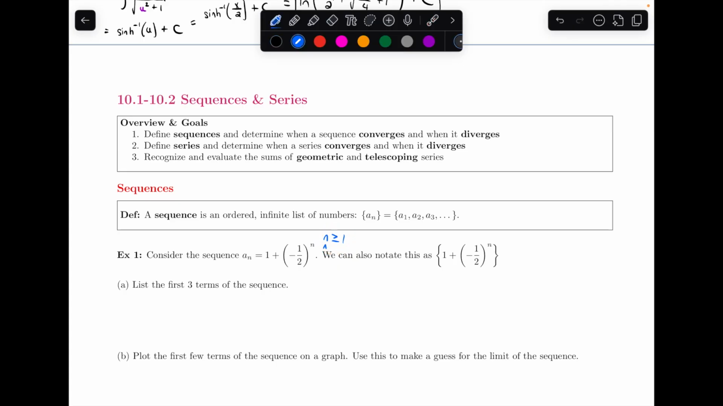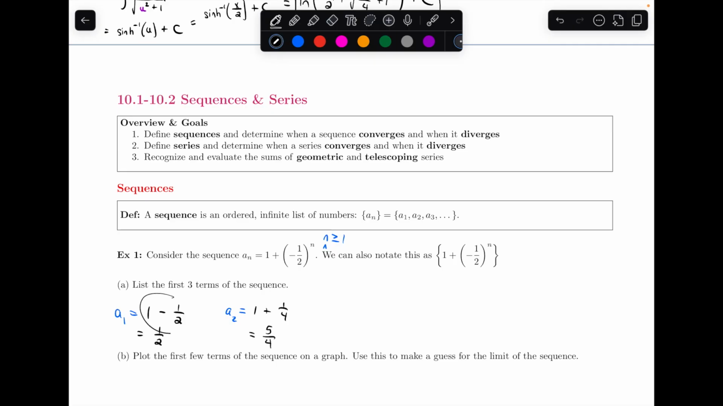So when I plug in n equals 1, I get a sub 1, and I'll get 1 and then minus 1/2, because that's what negative 1/2 to the 1 is. Well, I simplify this to 1/2. That means the first term of the sequence is just 1/2. Okay, what about if I plug in 2? So a sub 2 would be 1, and then negative 1/2 squared, I'll get positive 1/4. So now this simplifies to 5/4.